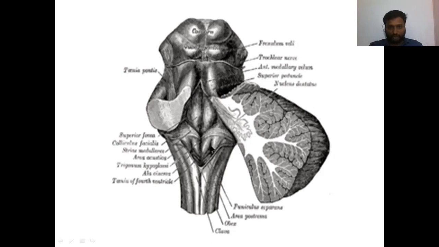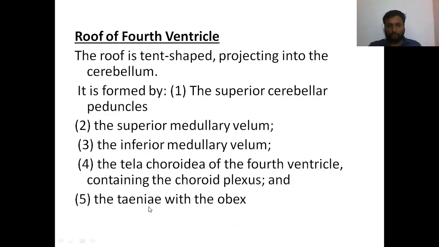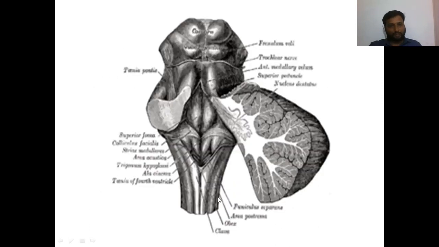Now this gap is filled by the tela choroidea. Tela choroidea means pia mater with some blood vessels. So these structures form the roof: superior cerebellar peduncle, superior medullary velum, inferior medullary velum, tela choroidea, and tinea. See it again: the superior cerebellar peduncle, written here going into the cerebellum. The superior cerebellar peduncles are connected by the superior medullary velum, then the inferior medullary velum, then tinea, apex, and the tela choroidea. So that is the roof.